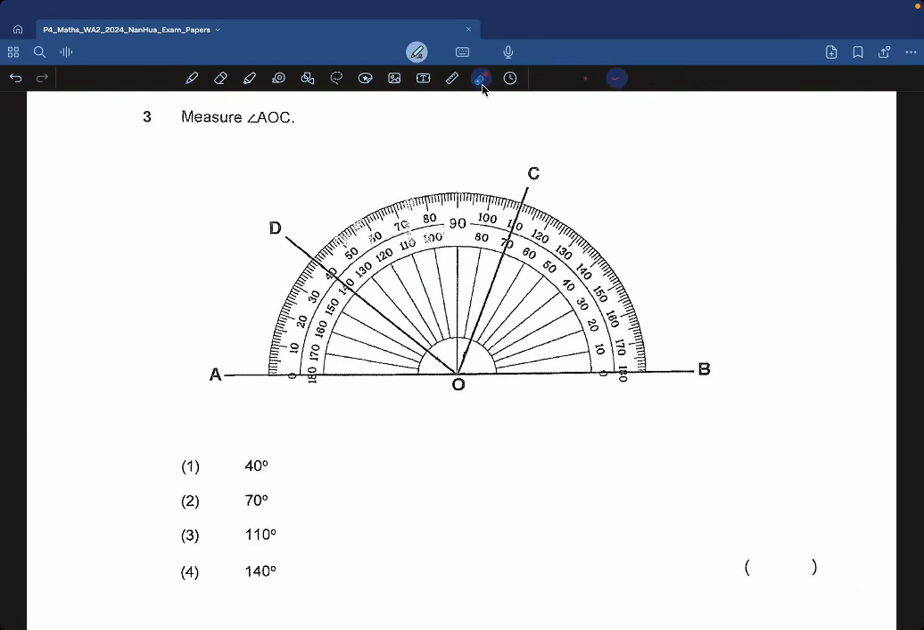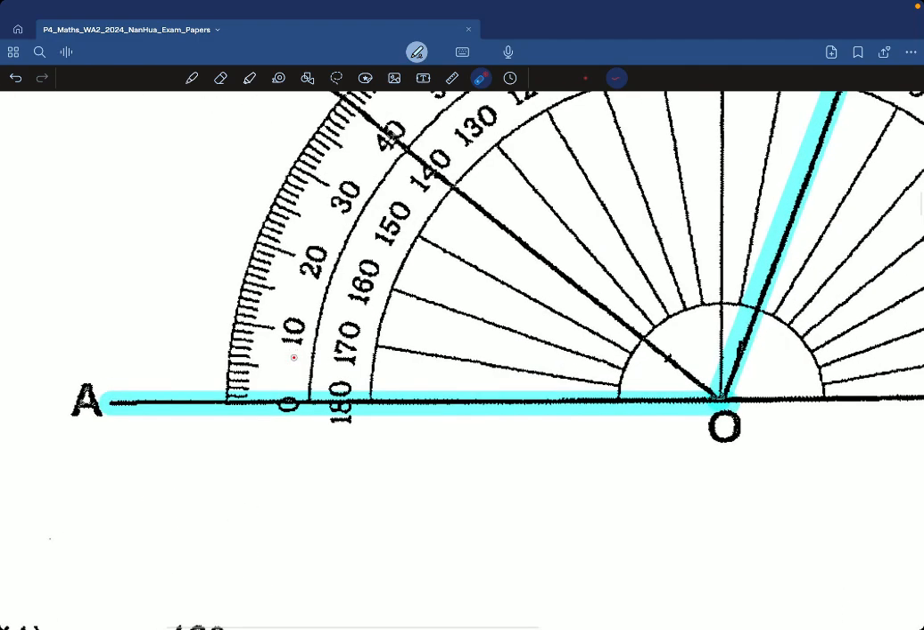Question 3. Measure AOC. I'm going to highlight what AOC is. This is A, O, and then this is C. The first thing is that when the line starts at either end, if it starts at AO, which is on the left, then we're going to measure from 0 over here. This is 0.